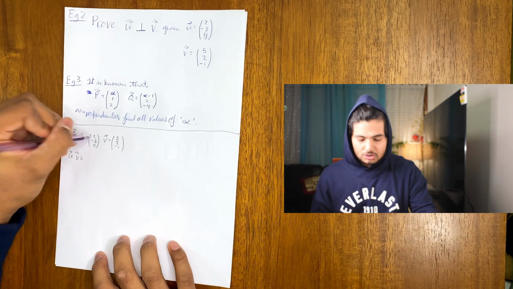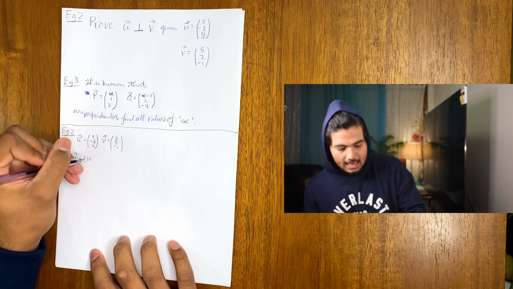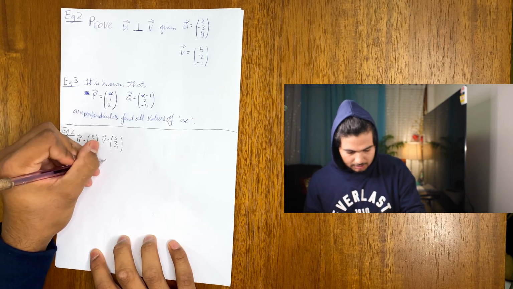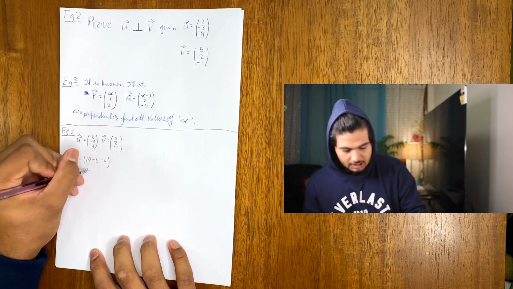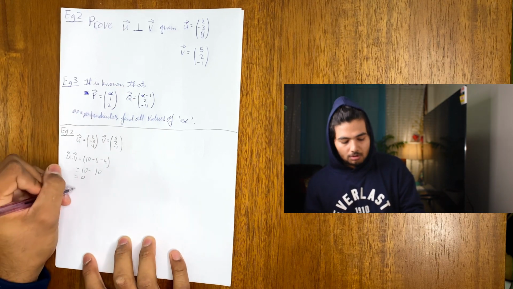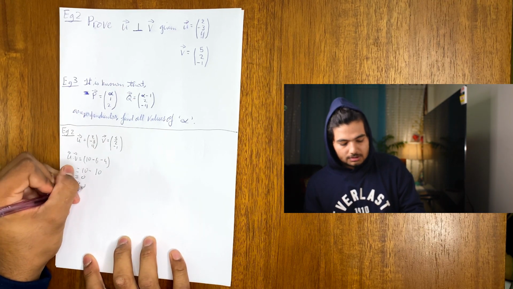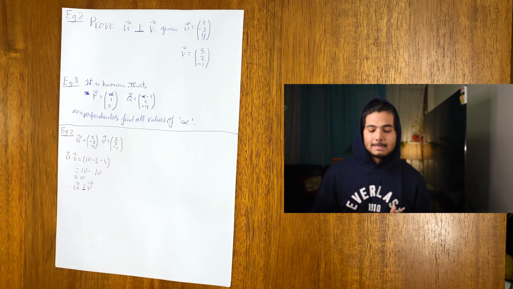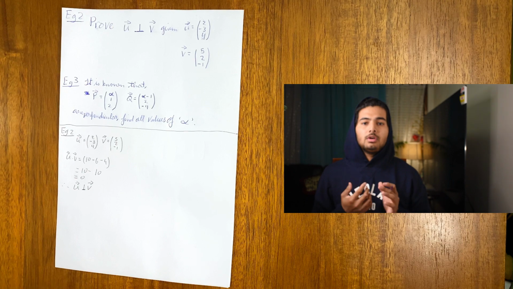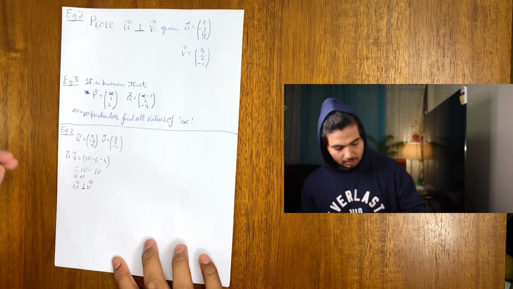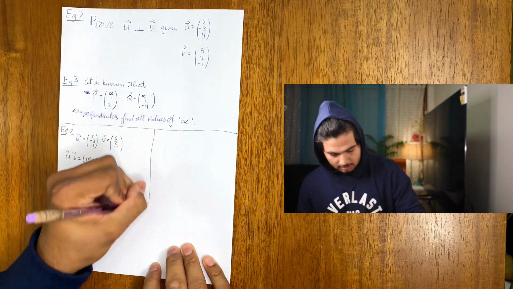So u dot v equals 2 times 5, which is 10, minus 6, minus 4. 10 minus 10 equals 0. Therefore, u is perpendicular to v. Relatively straightforward, easy question. Now we're going to do example number 3. I'll just do it over here.